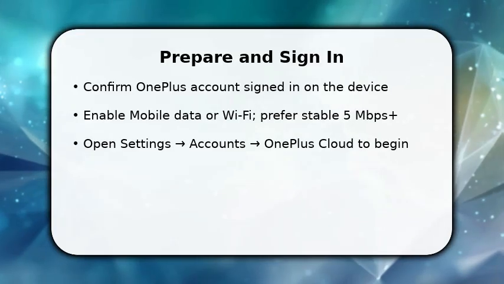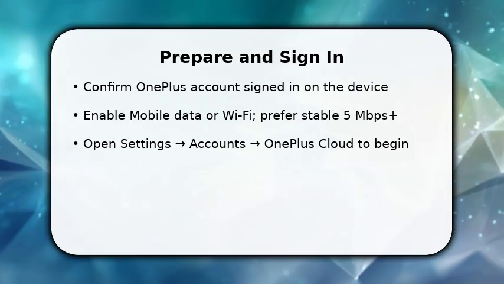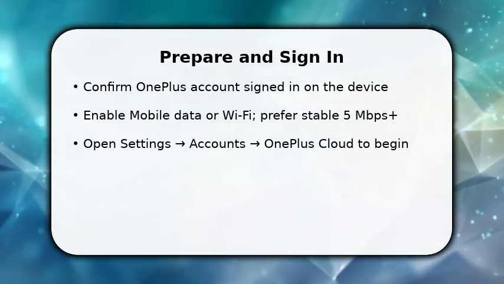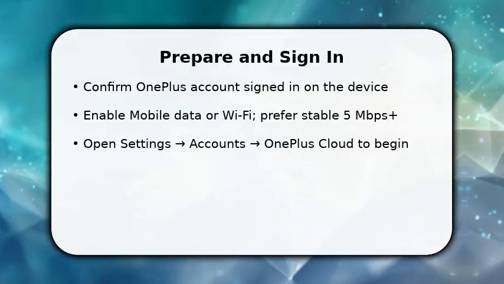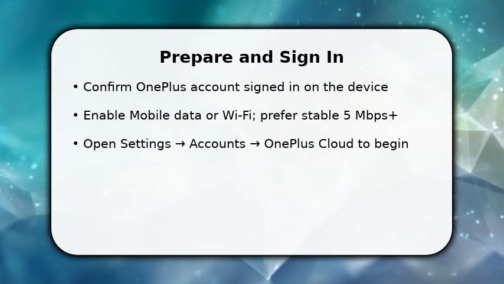You start by confirming your OnePlus account is active on the phone. This links cloud features to your device. Once done, make sure you have a stable Wi-Fi or mobile connection because initial sync uploads can be large.